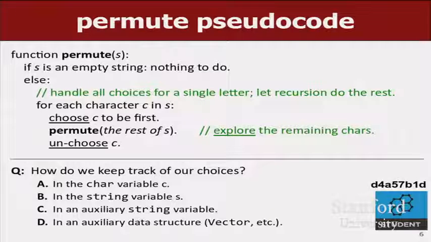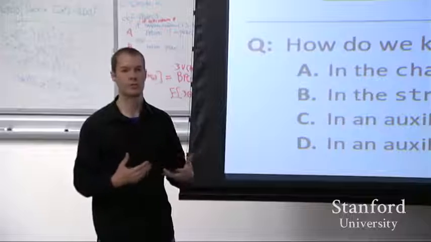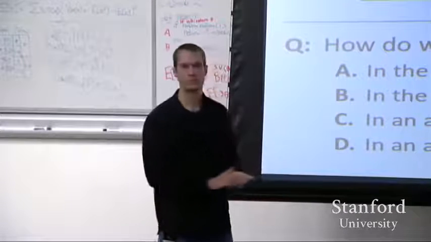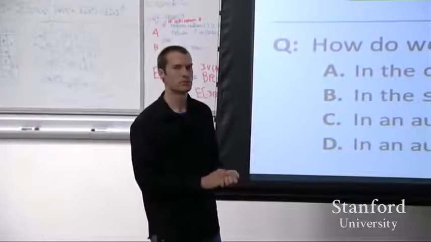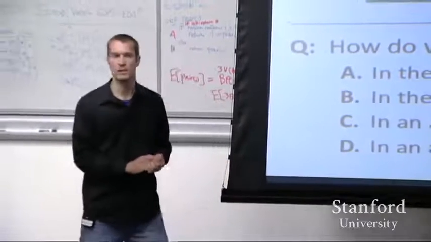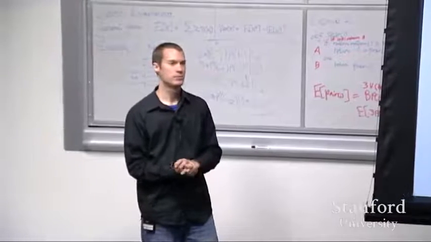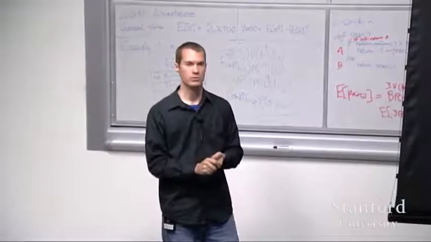So choose a character, permute the rest, and unchoose the character. That's kind of what we're thinking. How do I remember the characters that I've chosen? How would you choose to remember that if you were coding this? Any ideas? It might be one of these choices. What would you do?